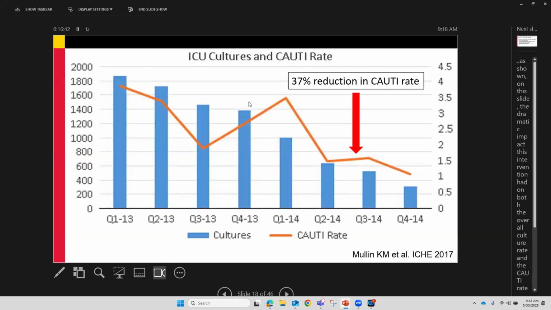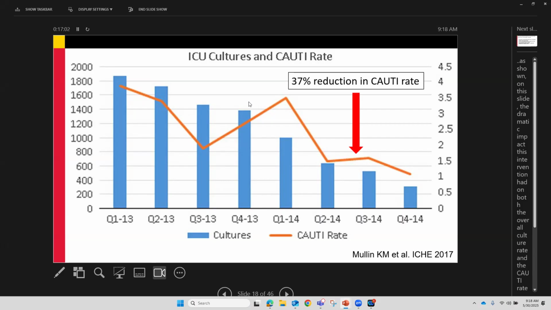And this is what they found. The blue bars are the number of cultures performed per quarter. And what you can see is the number of cultures performed dramatically decreased. It went from like over 1,800 per quarter down to like 300 or so. So it shows that we're doing a lot of cultures in an ICU that just probably weren't necessary.